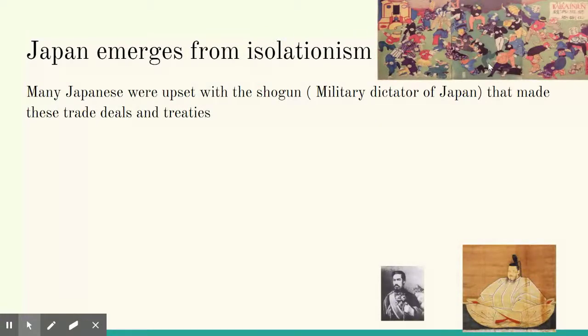Of course, many of the Japanese people were upset with the shogun. And if you don't know what a shogun is, it's the military dictator of Japan. They were upset because he made these trade deals and treaties. They still wanted to keep to themselves, and they didn't want these other countries coming into Japan and possibly destroying their culture.